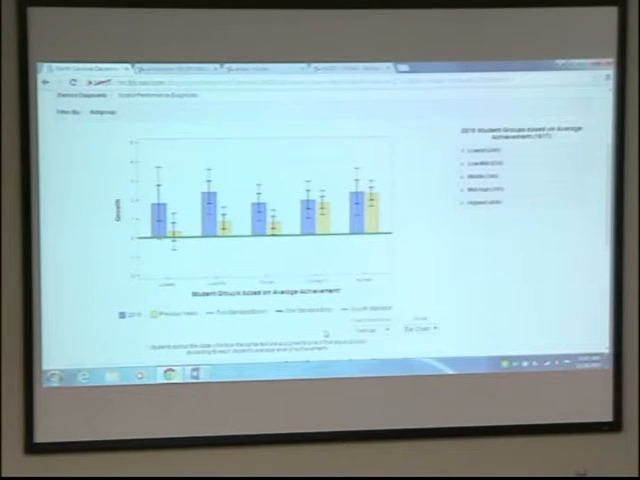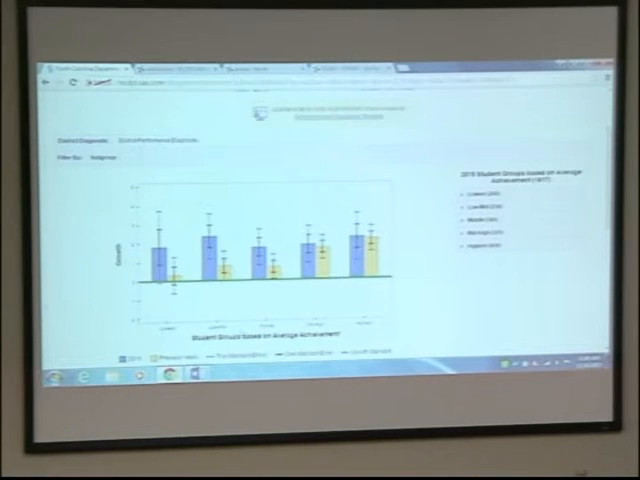So the perfect one is everybody's growing, but your lowest kids are growing at a rate higher than your highest kids. So we're all moving up, but these kids are just moving up faster. That's the perfect for closing the achievement gap. This, outstanding. That's outstanding. Let's look at a couple other ones.